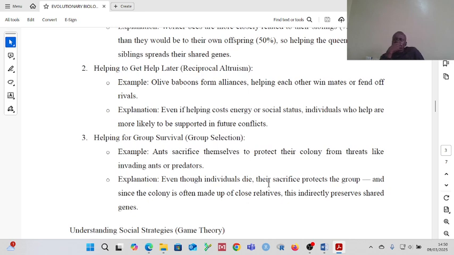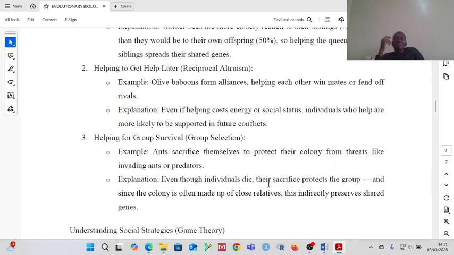So the second reason is what we call reciprocal altruism. So you help now to get help later. Okay. It's the same thing that we do as when our parents help us now. The expectation is in old age, we should now be there to do what? To reciprocate, to help them in return. Okay.